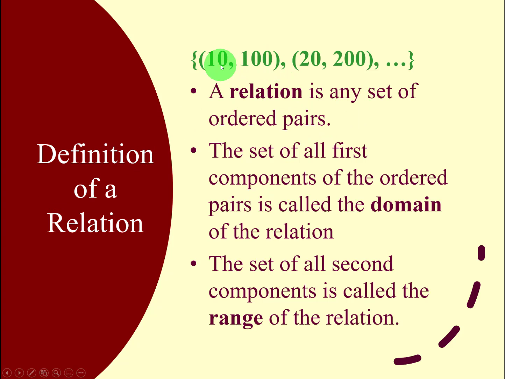So here's an ordered pair. Here's a set, the pair of numbers 10 and 100. The first number, 10, is called the domain. The second number, 100, is called the range. Every relation has a domain and a range.